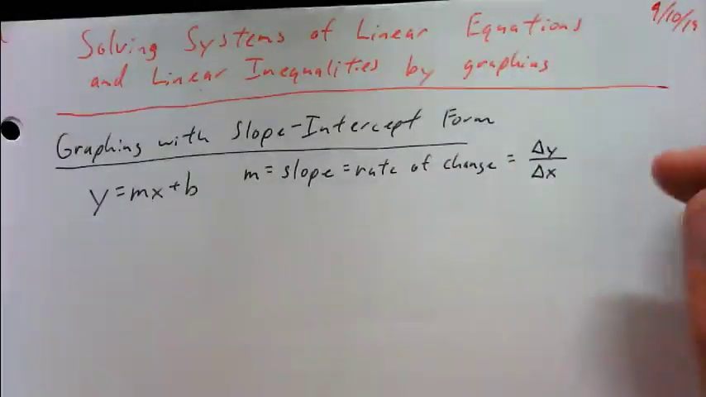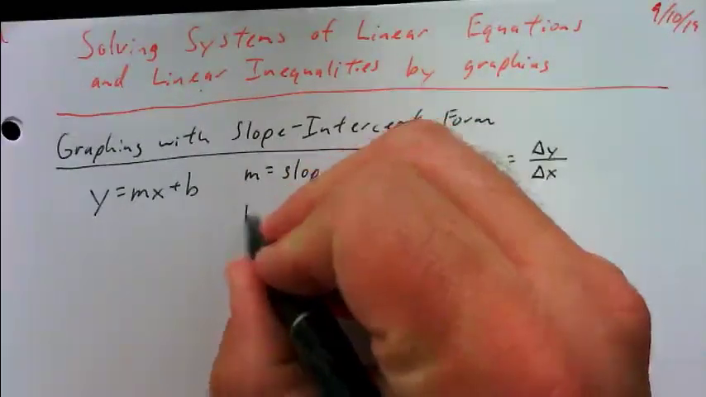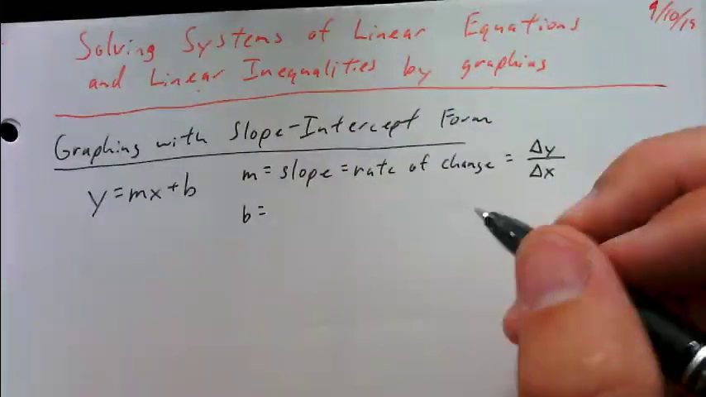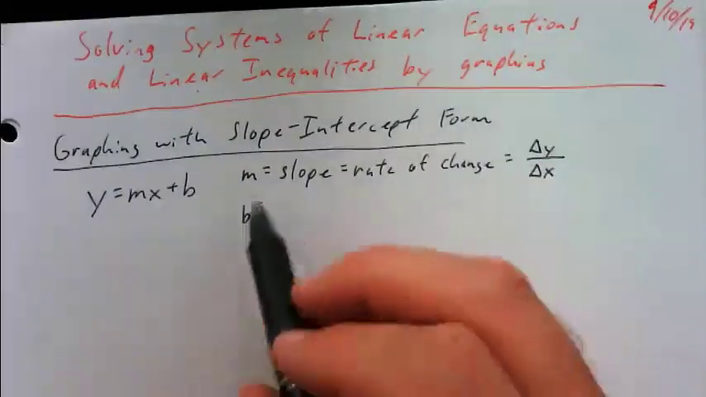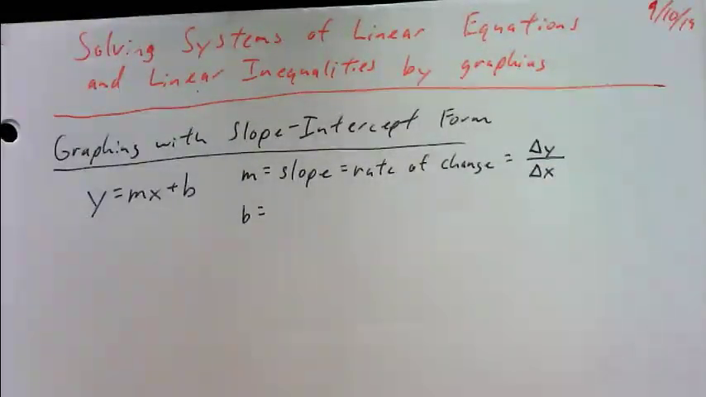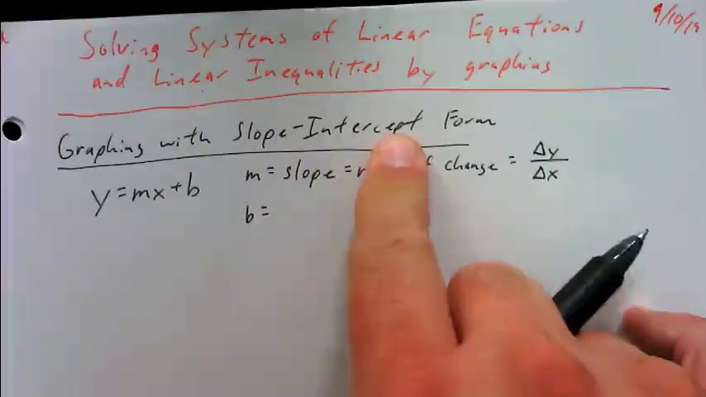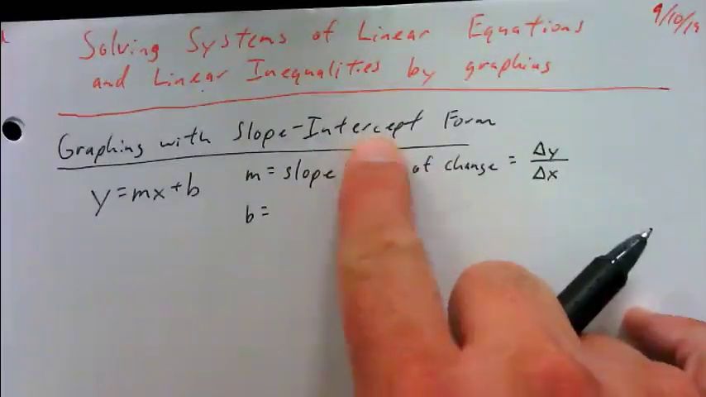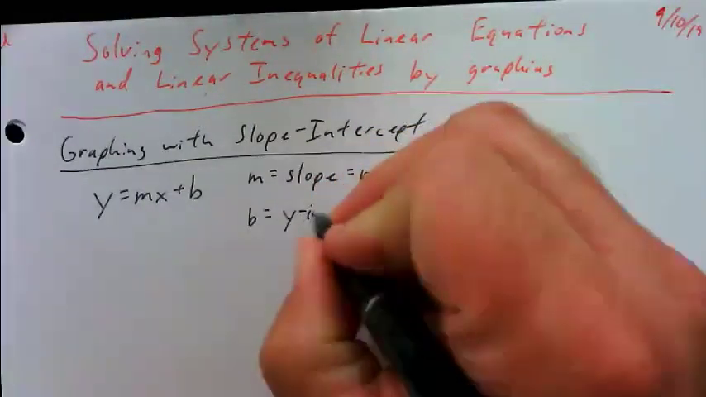The reason I'm writing it this way is because when we deal with slope for graphing, we're going to have to look at the change in y and the change in x because that's going to tell us what direction to go as we graph. And then for b is our, what again? Oh, no, m was our slope. b's our y-intercept. b is the y-intercept.